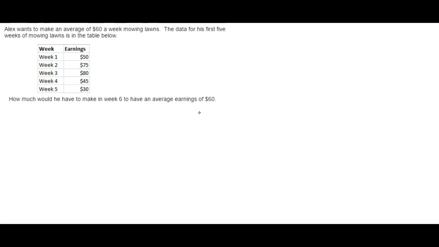So they gave us 5 weeks, and they want us to find week 6. They don't want us to find the average of what we already have. They told us the average. The $60 is our average.